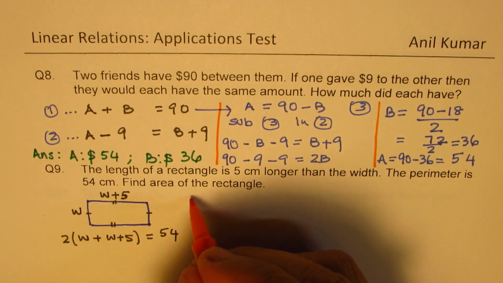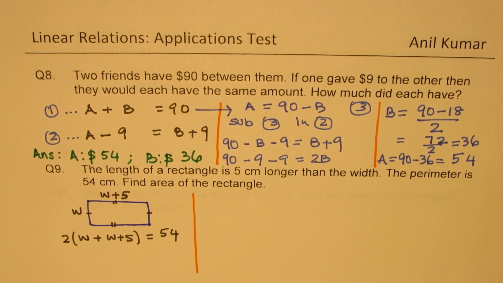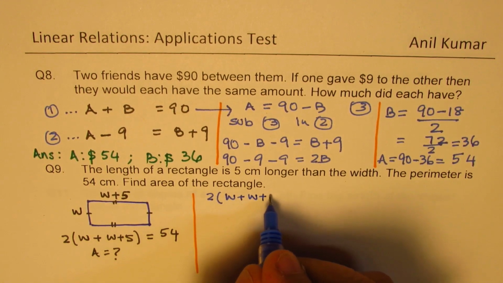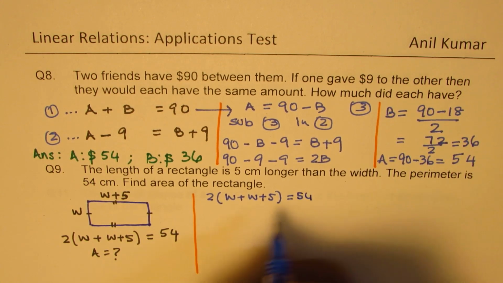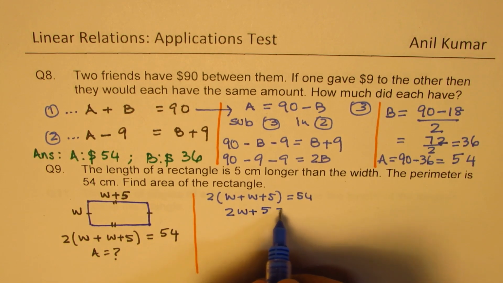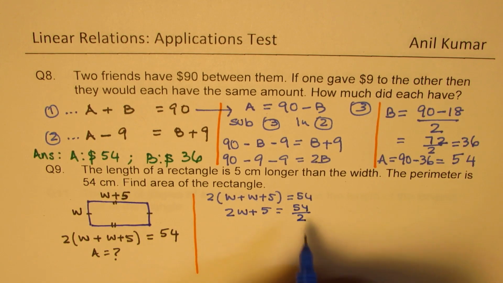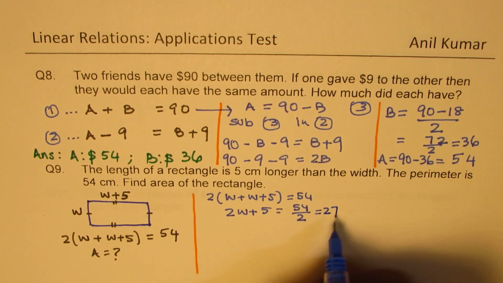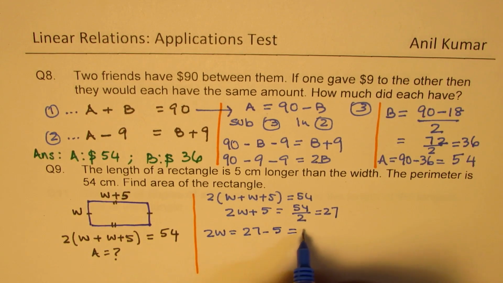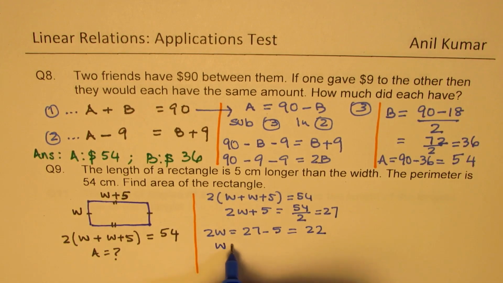And now we need to find the area of the rectangle. So important here is to find the area, right? That is what we need to find. Okay. So let's first solve the equation. We have 2 times width plus 5 is 54. So we could divide by 2, and this is 2w, right? So we have 2w plus 5 is equal to 54 half, correct? Which is 27, correct? So we have 2w equals 27 minus 5, which is 22. So width will be 22 divided by 2 equals 11.